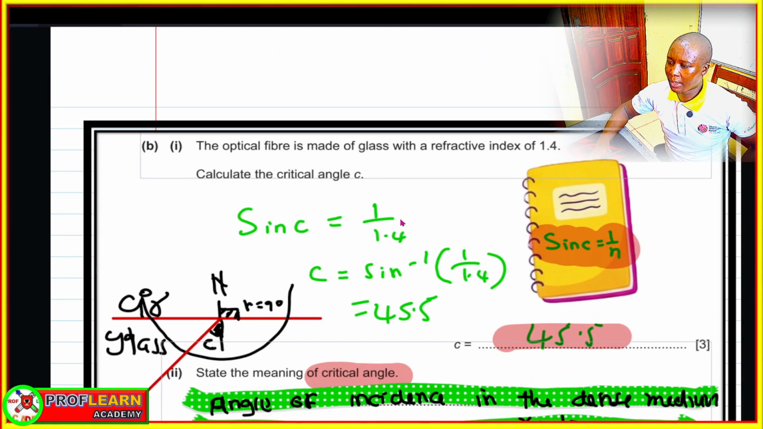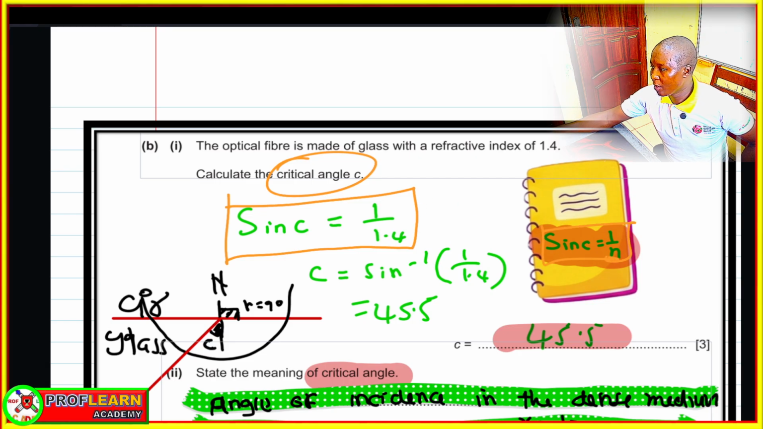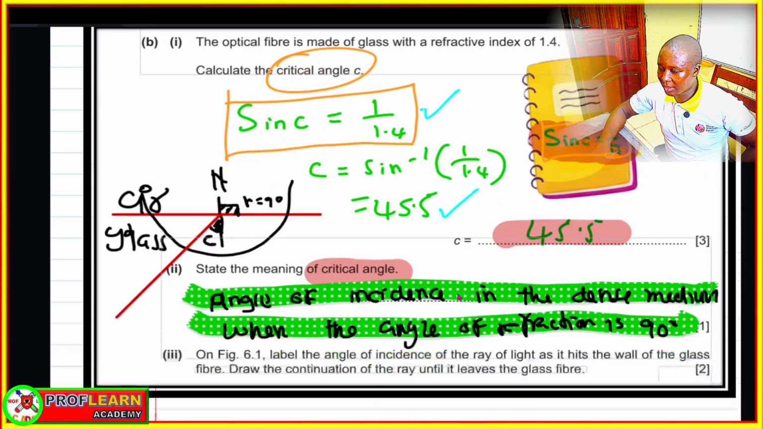Calculate the critical angle. Candidates were supposed to remember that sine of C is equal to 1 over the refractive index, this particular formula here. In order to earn the marks, candidates were supposed to remember that sine C equals 1 over n, then apply it, find the sine inverse, and get the marks for that case.